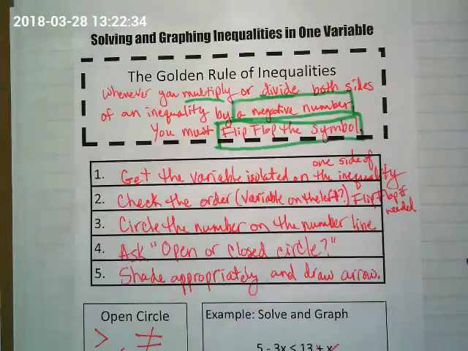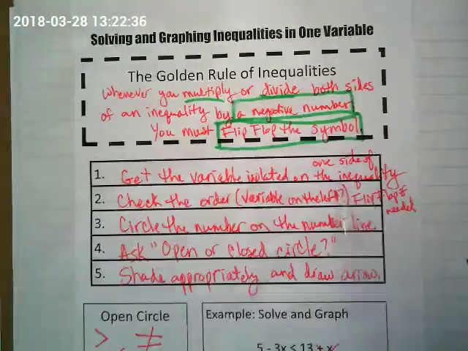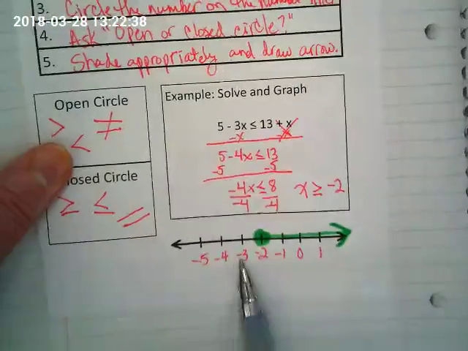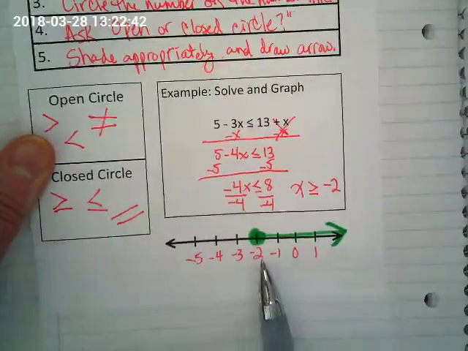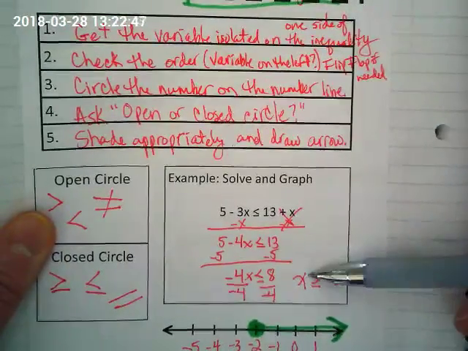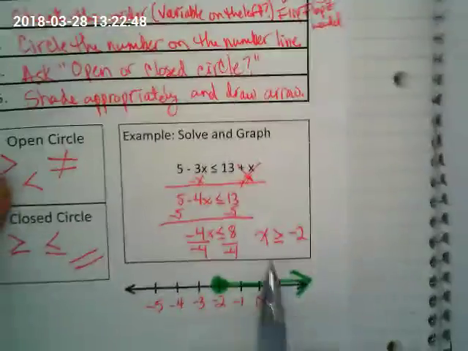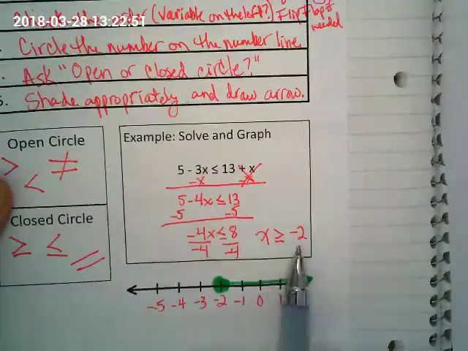When we were doing inequalities with one variable and we were graphing on number lines. We graph on number lines with inequalities because they don't have just one answer. We solved this problem together a couple months ago, and the answer to it was x is greater than or equal to negative 2.